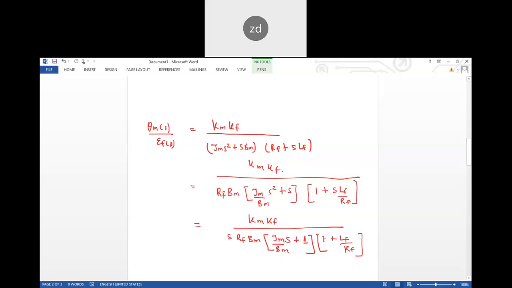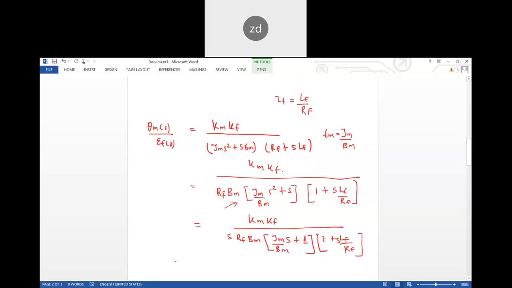This Jm by Bm can be written as Tm. Similarly, your Tf value can be written as Lf by Rf. So you are left with the Lf by Rf value, and you have taken the S term just for this value, not for the other value. You have taken the S value here outside. Rest here it is 1 plus S Lf by Rf.